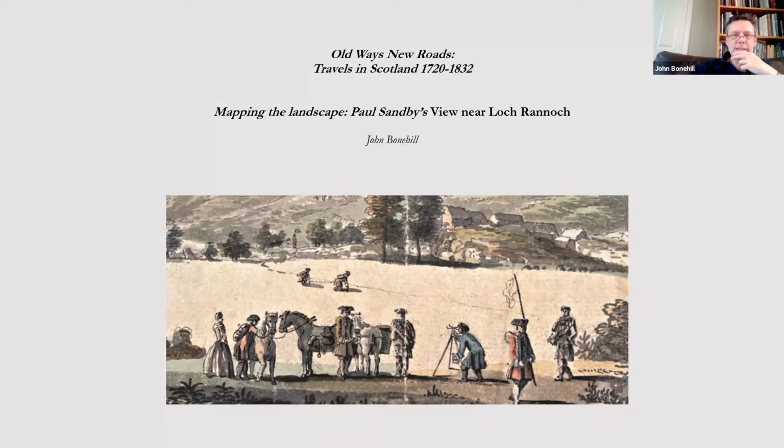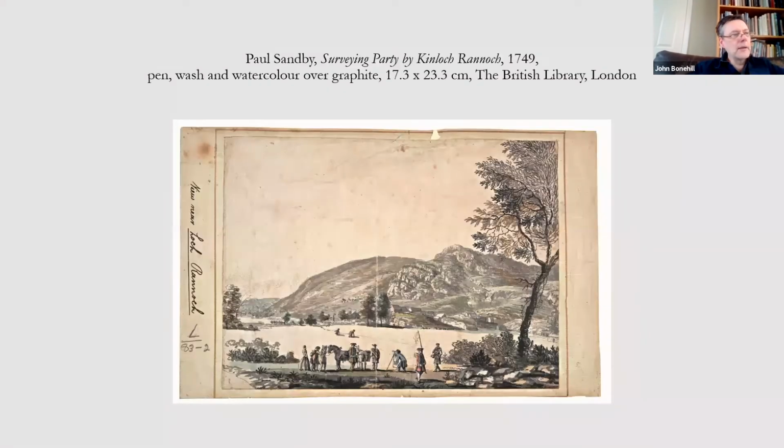So my talk today is going to be focused on Paul Sandby's View near Loch Rannoch, a drawing dated 1749. As I was just saying, it's a really small work, approximately 17 by 23 centimeters, as you can see. So it's a kind of near miniature. It's also unfinished. There are passages of blank paper, and it's also far from pristine in condition. There are tears in it that you can see, and foxing.